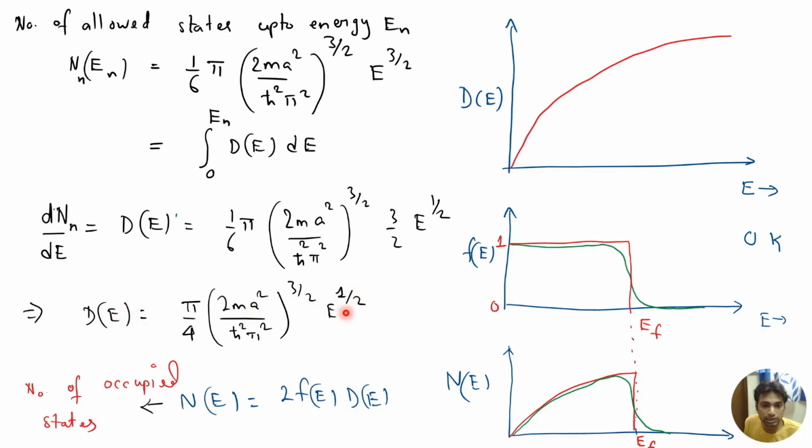If you plot this with respect to E, it is E to the power half, so along E you get this parabolic curve. What you see here is that at low energy there are fewer states, and as you increase the energy, the number of states also increases. But these are only the available states. These available states have to be filled up to get the number of electrons. And how do you know that? You know that from the probability of occupancy, which is given by the Fermi-Dirac function.